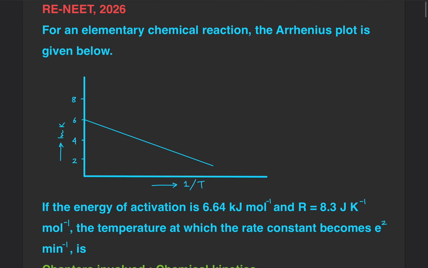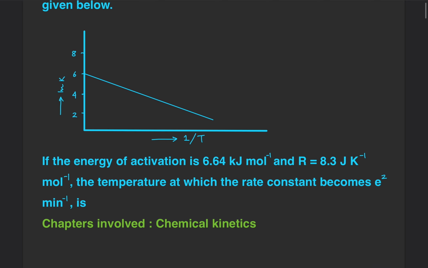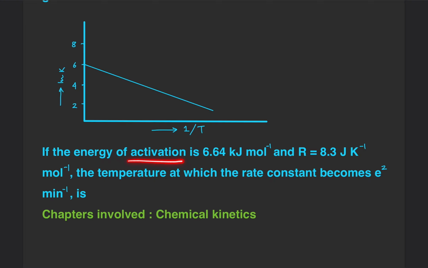The Arrhenius plot is a graph in which on the y-axis we have ln k, where k is the rate constant, and on the x-axis we have 1 by T, where T is the temperature. So the Arrhenius plot is given below. If the energy of activation is 6.64 kilojoules per mole, and the gas constant is 8.3 joules per Kelvin per mole, the temperature at which the rate constant becomes e square per minute is.